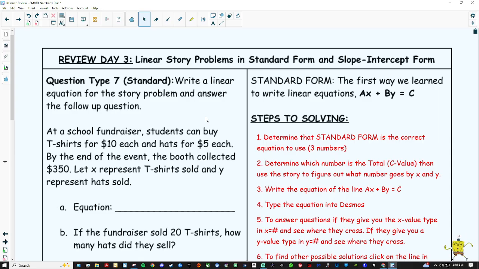three numbers. At a school fundraiser, students can buy t-shirts for $10 each and hats for $5 each. By the end of the event, the booth collected $350. So we have t-shirts for 10, we have hats for 5, and we had a total of $350. So because we have three numbers, we know we are using standard form. So I like to write it down. I know I'm using ax plus by equals c.